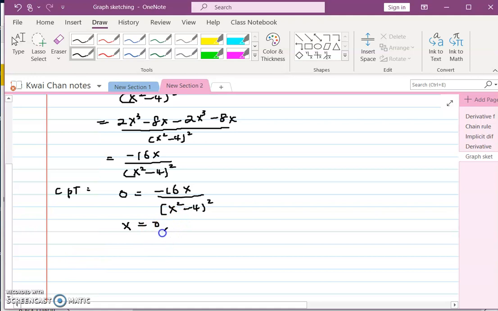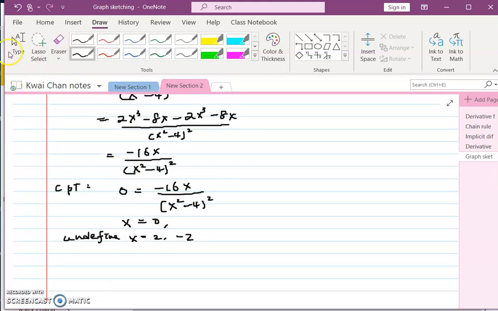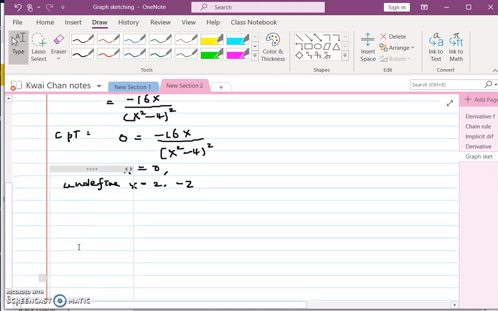What about where it's undefined? They are not in the domain, but it's undefined at x equals 2 and negative 2. You might ask, Ms. Chen, they are not in the domain, so why would I need to care about them? They are still critical points because they are undefined in the original function. But the most important thing is they are undefined in the derivative function. If they're undefined in the derivative function, the sign might change, so we need to put them in.